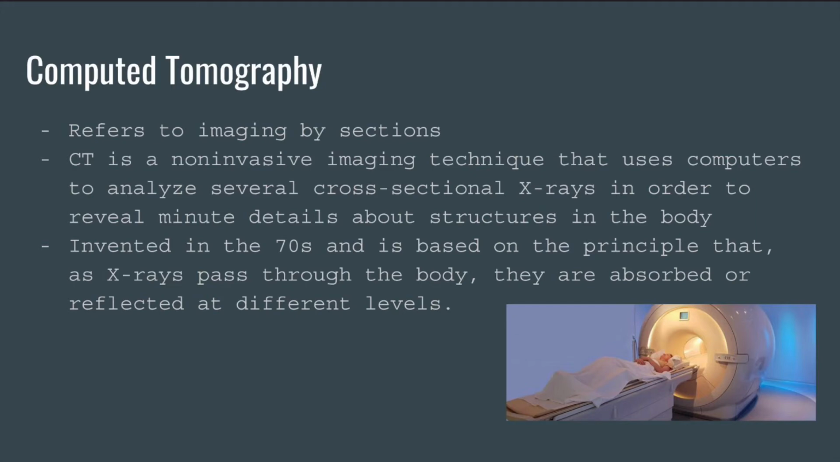Basically, it emits high levels of radiation to see. It's basically a big x-ray and it sees what's inside your body. It was invented in the 70s, and when x-rays are absorbed by the body, they give off different forms of light, and then we just detect it from there.